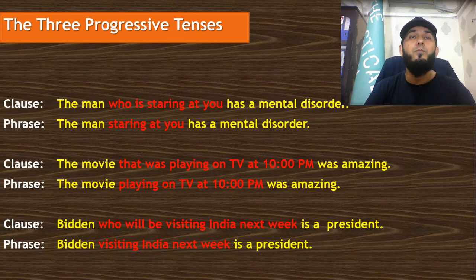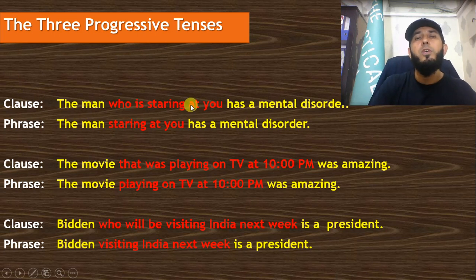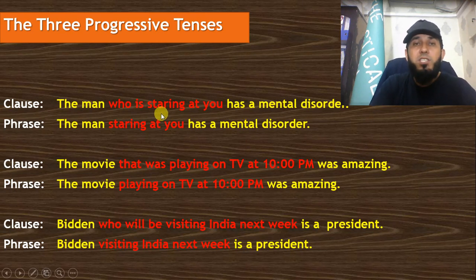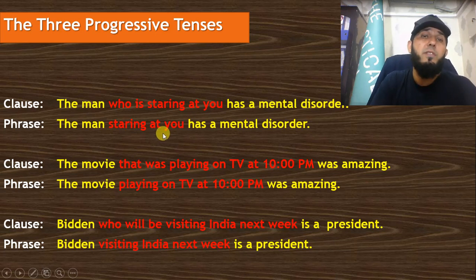Now the three progressive tenses. Look at the first example. There's a clause: the man who is staring at you has a mental disorder. So who is staring at you? This is your adjective clause in present continuous tense. And it's pretty easy. Just remove the relative pronoun who and the to be verb is, and leave the rest of it, and it becomes a modifying phrase. So look at the second sentence: the man staring at you has a mental disorder. Staring at you is not a clause anymore because it doesn't have the pair of subject and verb.